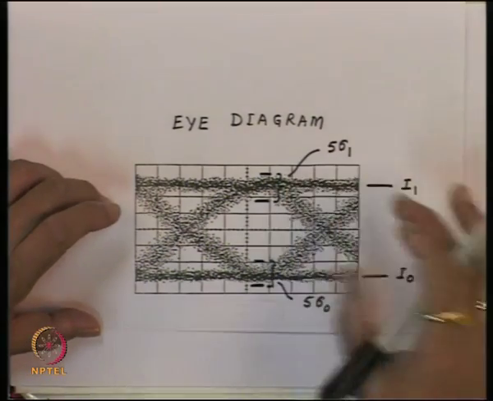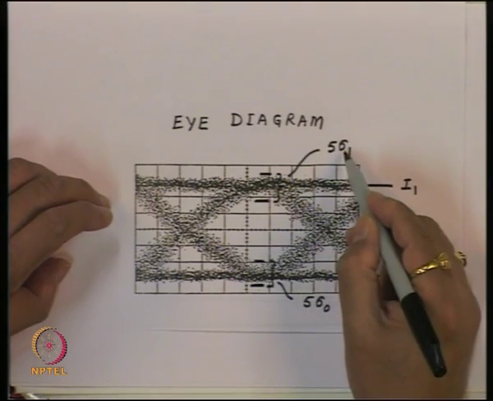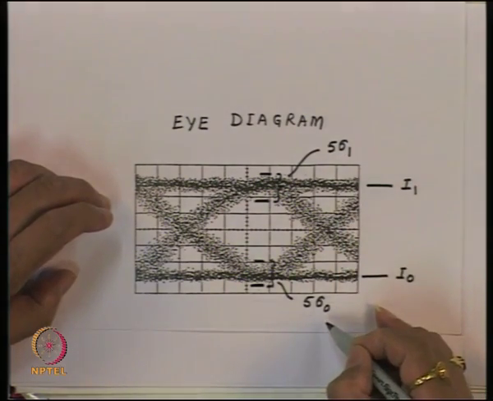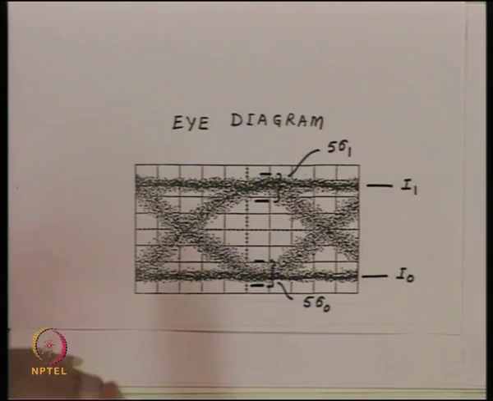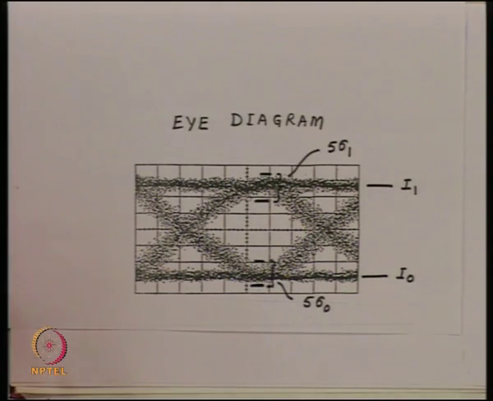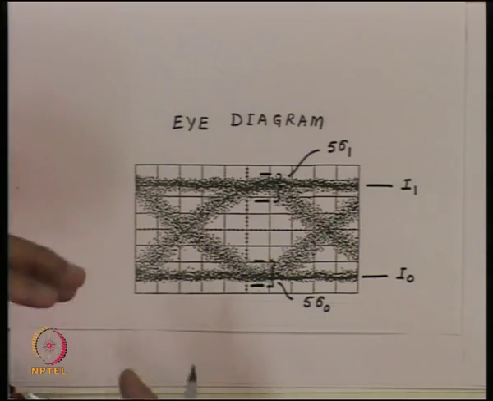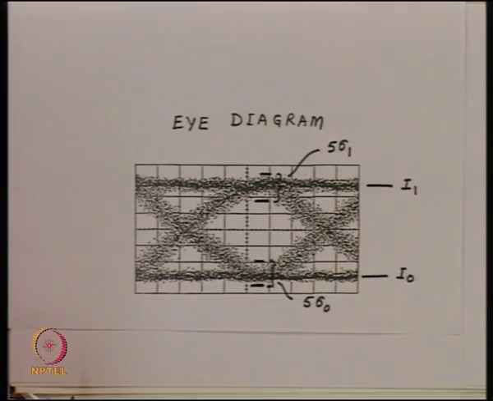So, from the eye diagram we can calculate this quantity I1 minus I0. We can also calculate the quantity sigma 1 plus sigma 0, and once I get that, then we can calculate the parameter Q, and then we can go to the plot for BER and calculate the BER for this optical receiver.